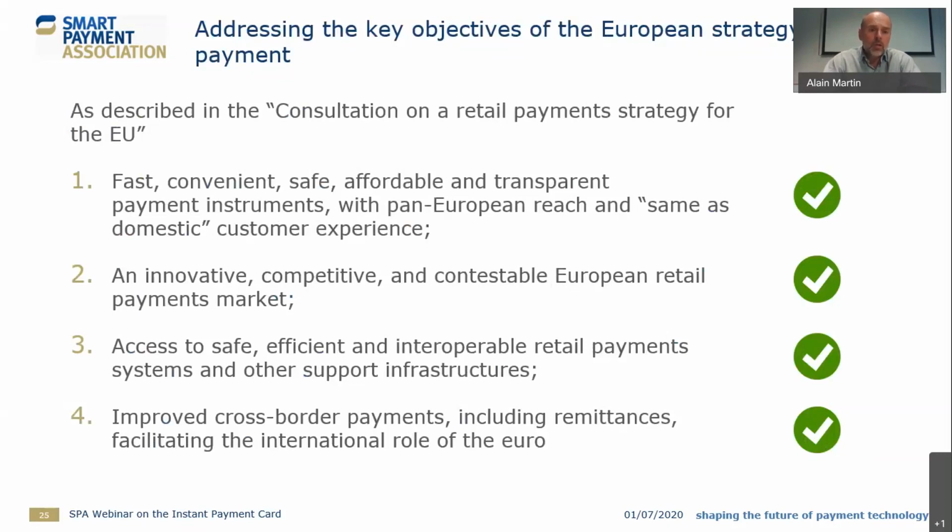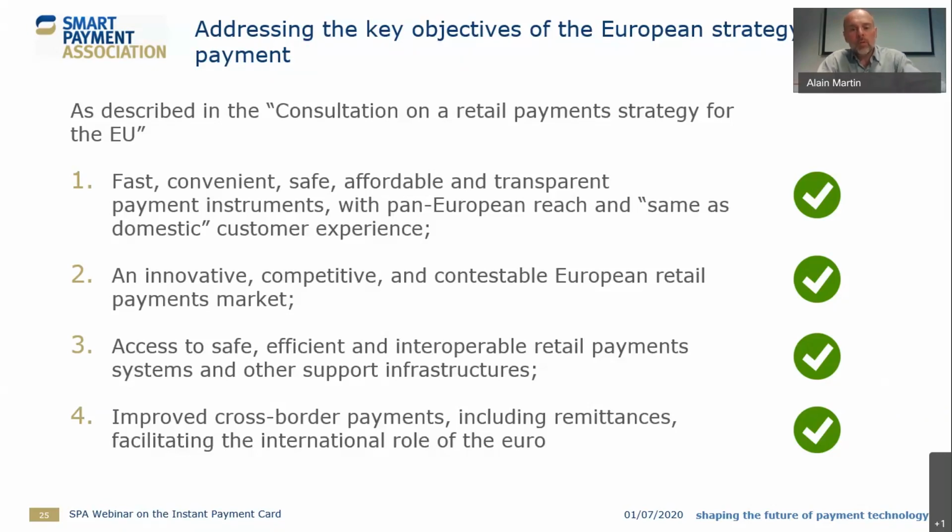The first objective is to offer fast, convenient, safe, affordable, transparent payment instruments with a pan-European reach, and the same as domestic customer experience. The SPA proposition ticks all of this. Innovative, competitive, contestable, meaning open up to new players. The SPA proposition, as described in the paper, ticks this box. Access to safe, efficient, and interoperable retail payment systems and other support infrastructures. Yes, the card lends itself to run on a new infrastructure as well as the existing ones.